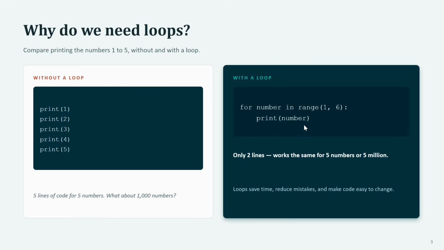statements. For example, if you want to count till 1,000 numbers, then what? Will we write 1,000 lines of code, or print 1, 2, 3, 4, 5, 6, 7? No, we will just set the range here from 1 to 10,000, and then two lines will work for even 5 million as well, it says here. So a loop saves time, reduces mistakes, and makes code easy to change. For example, if I don't want to go from 1 to 5,000, but I want to start from 5,000 to 10,000, then without a loop I have to remove that one and rewrite the other thing.